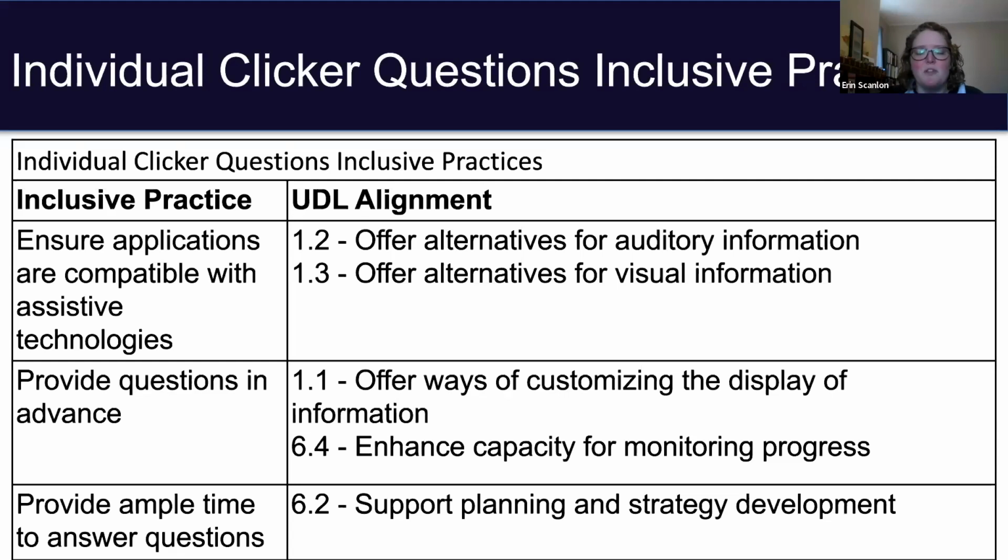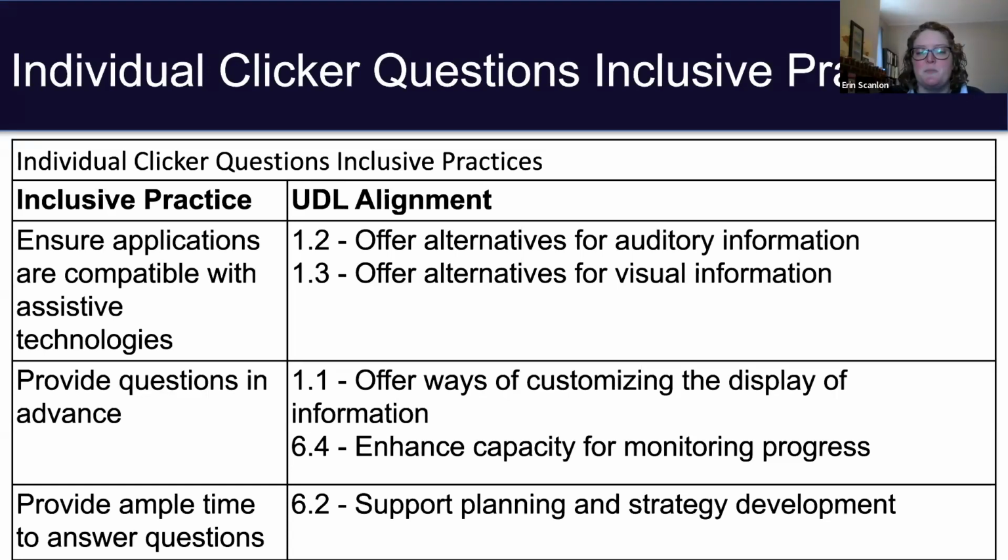This, I think, is a really excellent place where you can partner with your Office of Disability Services within your university, right? The Office of Disability Services people know more about compatibility and assistive technology, as well as then you know about the content and how you'll be utilizing it in your course. So you can partner to find this best strategy. This also aligns with allowing alternatives for auditory information and alternatives for visual information.